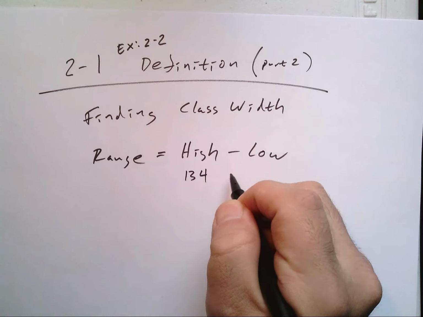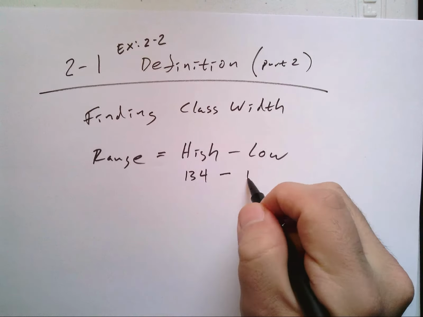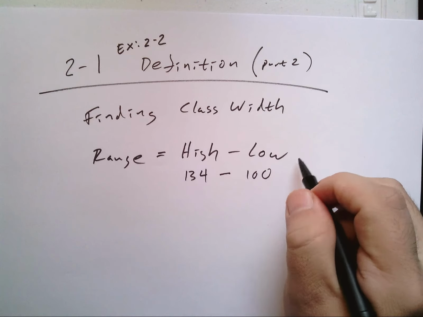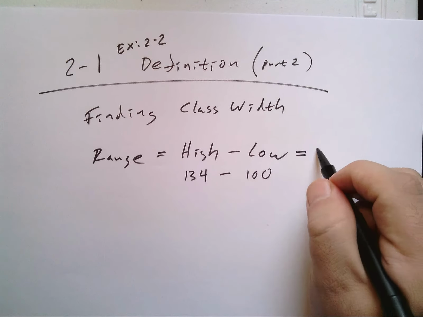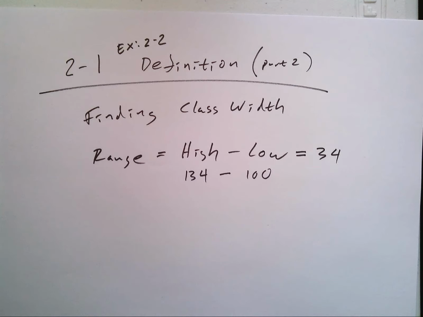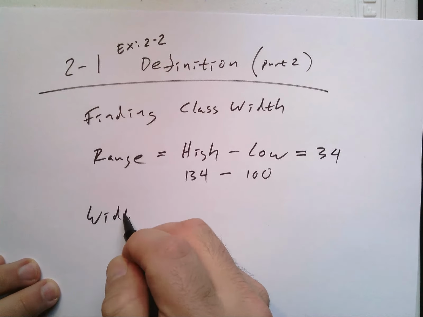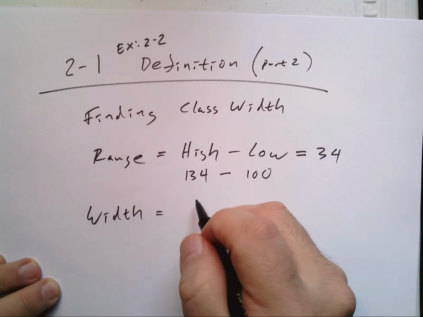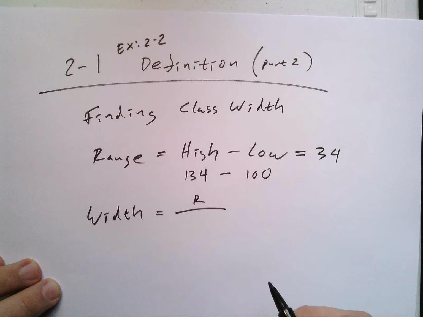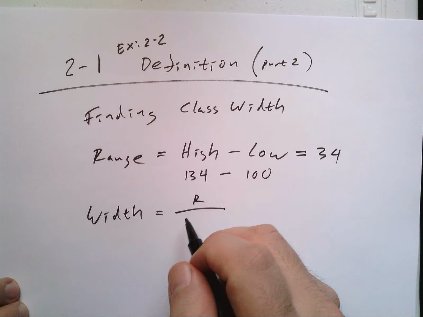It's 134 minus 100, which equals 34. So the range is 34. Yay! Alright, now, to find the width, you take the range and divide by the number of classes you have.